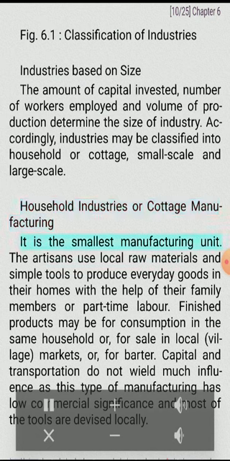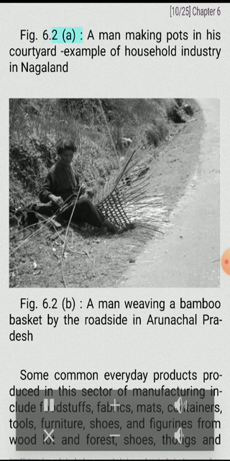Household industries or cottage manufacturing is the smallest manufacturing unit. The artisans use local raw materials and simple tools to produce everyday goods in their homes with the help of their family members or part-time labor. Finished products may be for consumption in the same household or for sale in local village markets, or for barter. Capital and transportation do not wield much influence as this type of manufacturing has low commercial significance and most of the tools are devised locally.